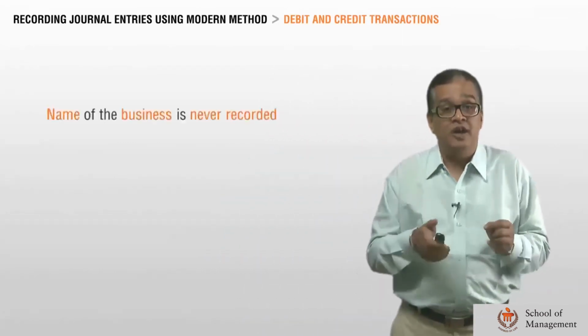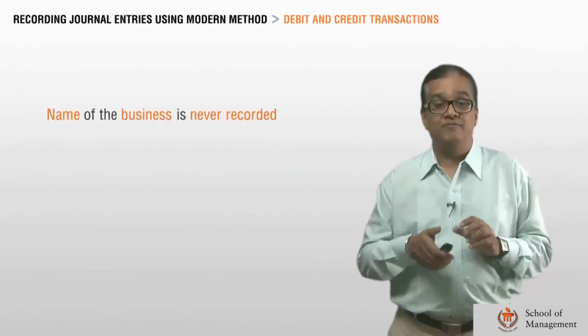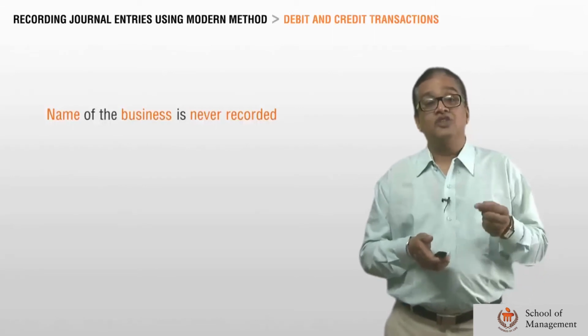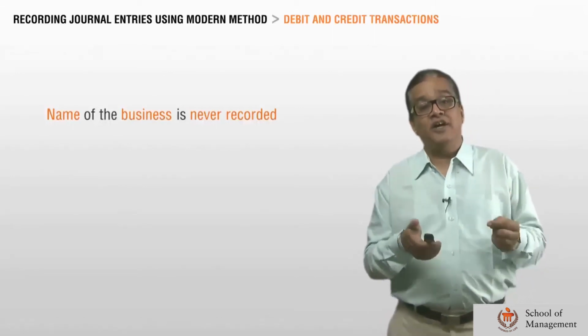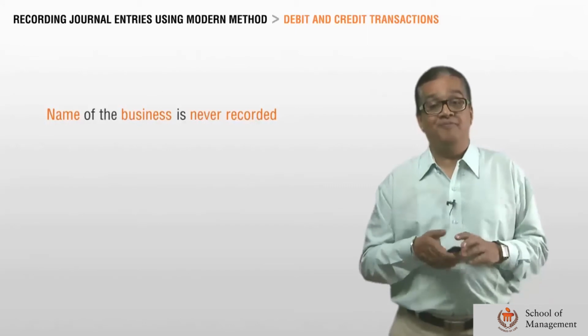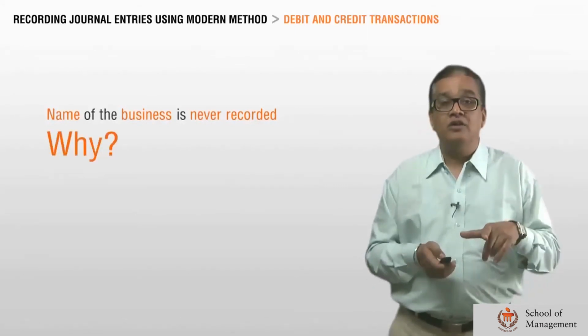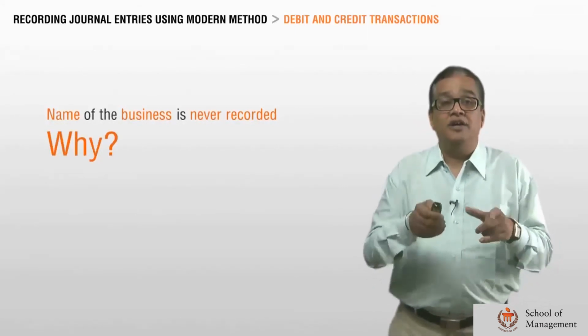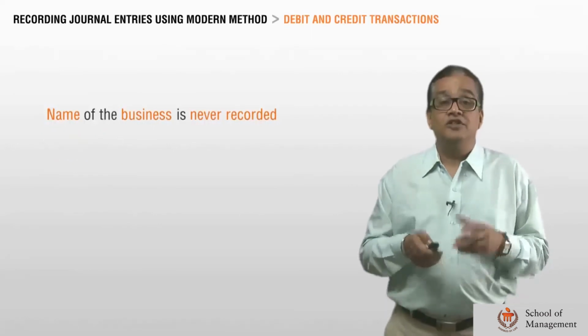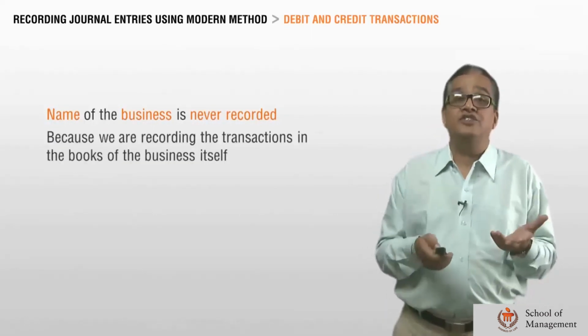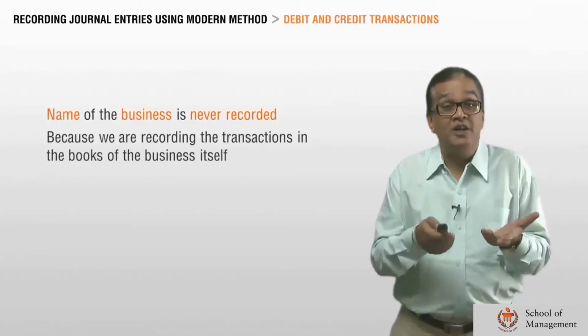Please note that when we are recording, we never mention R Enterprises in the record, which means R Enterprises or the name of the business never gets recorded. Although it's always that it is R Enterprises which becomes the receiver or the giver. Now, why do we not note R Enterprises all the time? For the simple reason that we are recording these transactions in the books of R Enterprises itself.